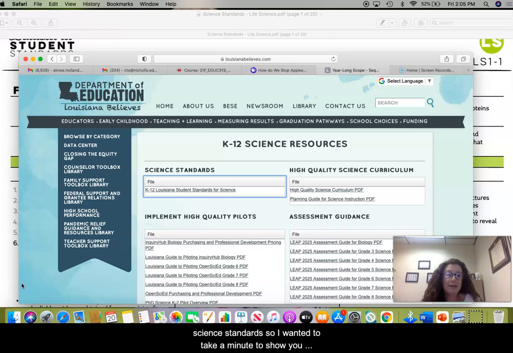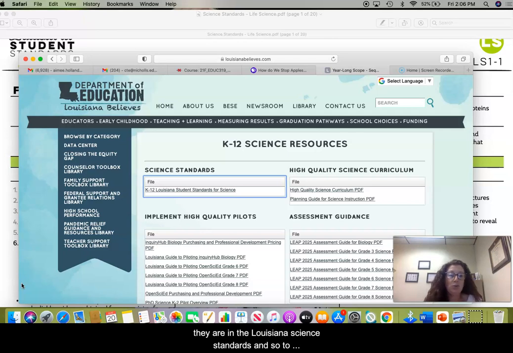So I wanted to take a minute to show you where you find the Louisiana science standards and then additionally how to start reading them. And we will go into this in even more depth next week when I actually define the Next Generation Science Standards and where they are in the Louisiana science standards.